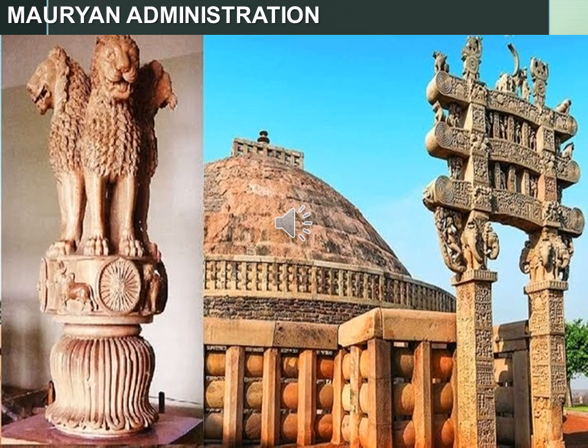The Mauryans had evolved a very efficient system of governance. The king was the head of the administration and he was assisted by a council of ministers. There were Mahamatriyas who functioned as secretaries to the ministers. The person in charge of revenue and expenditure was the Samaharta.